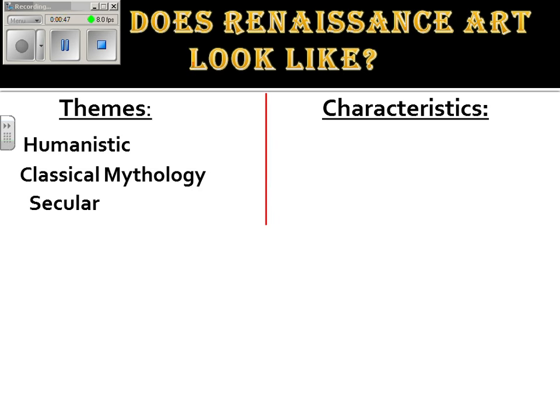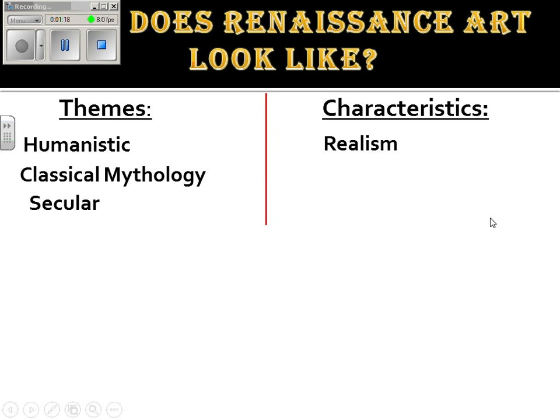Another theme of Renaissance art is classical mythology. You're going to see some paintings throwing back to classical stories from ancient Greek and Roman mythology. And also the themes are that they're secular. Now, what's secularism? Secularism means something is less religious, something is non-religious. So for paintings during the Renaissance to be secular, again, it's showing that they are focused on the everyday life of the people, not so much religion.